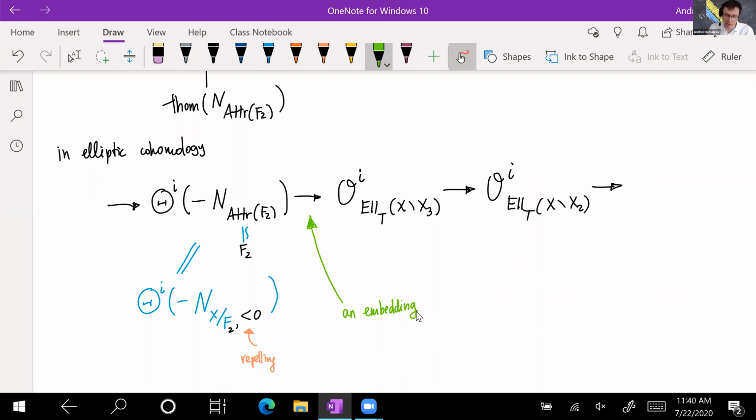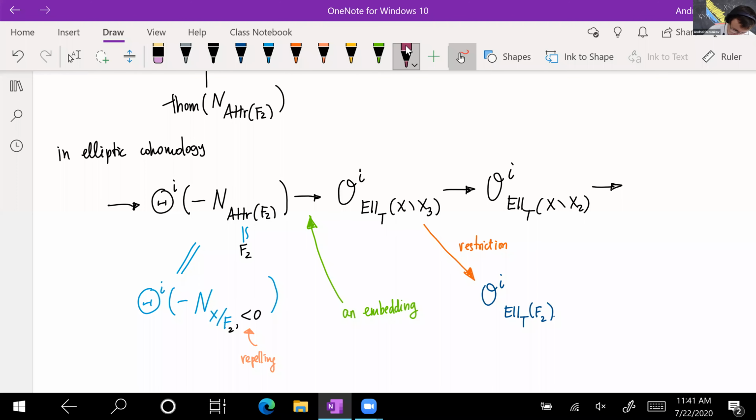And why is it an embedding? Because we can consider a composition: we can restrict back to the fixed point. We can take this map to the elliptic homology of the fixed locus itself. Just restriction. You have a class on the lambda space, you can restrict it to a fixed point.